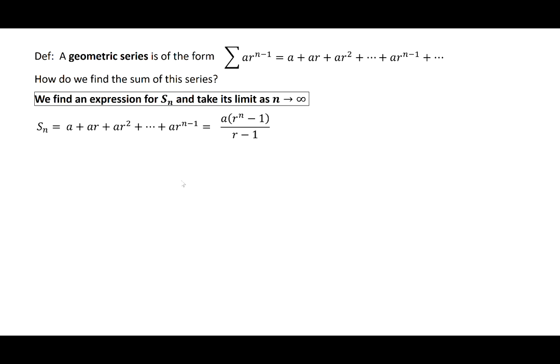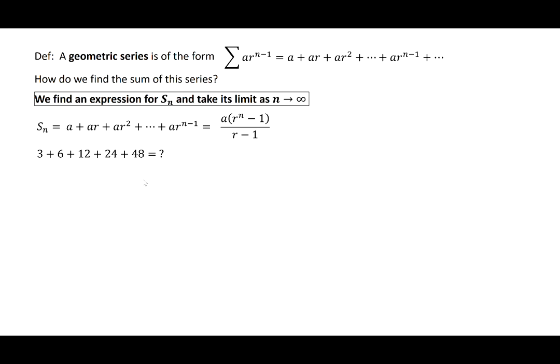Okay, somebody broke something. Uh-oh. Sorry about that. So A times r to the n minus 1 over r minus 1. So that's the formula for S sub n. So our strategy is we'll take the limit of this as n approaches infinity, and tada, we get the sum of the geometric series, this infinite geometric series.